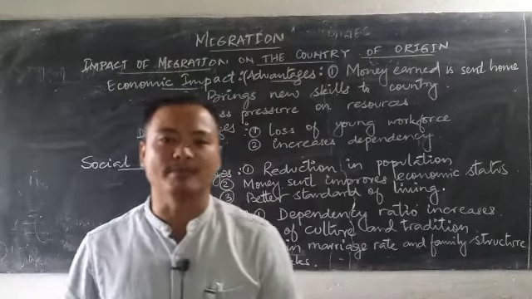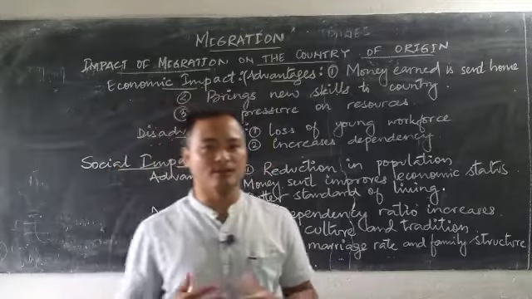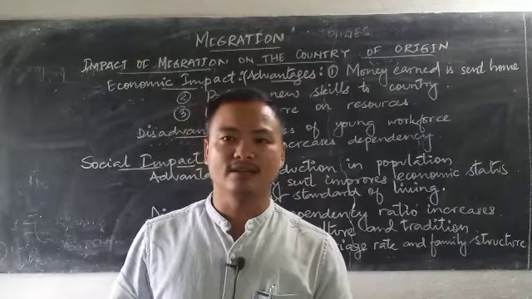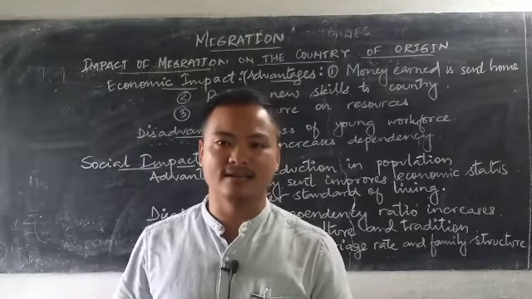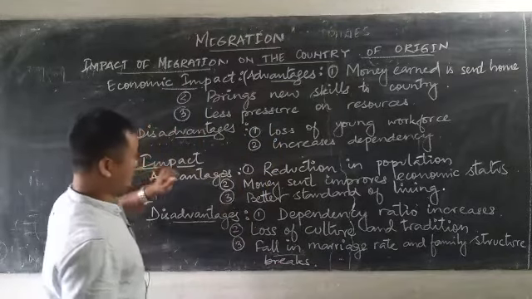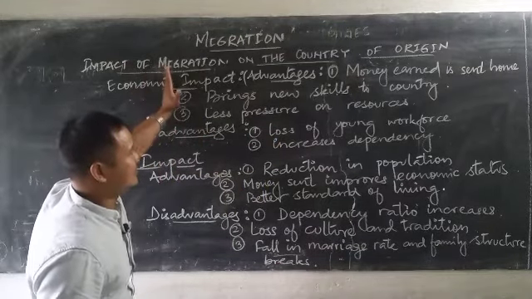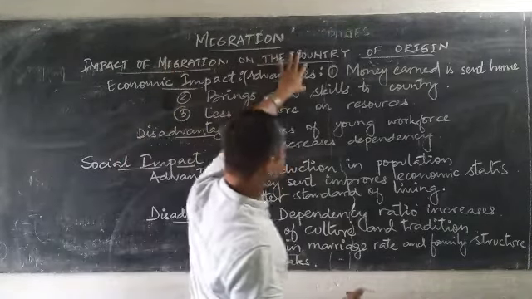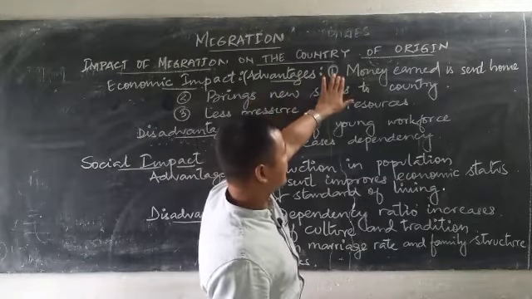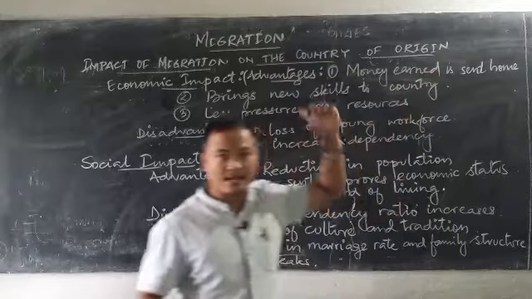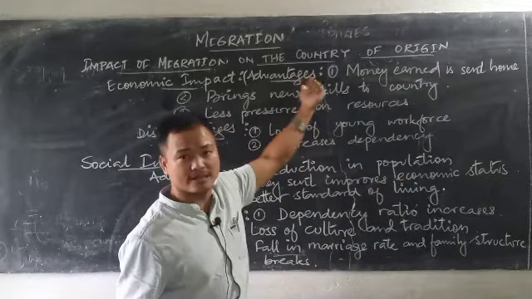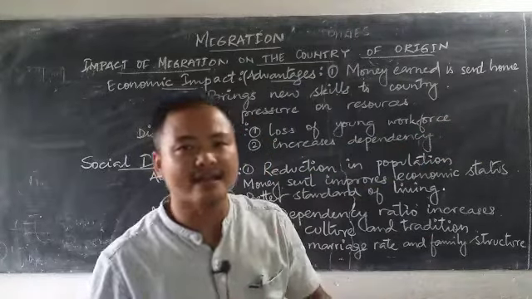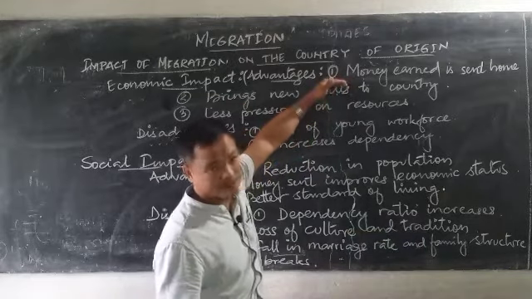When we consider economic impact, it is obvious that it is related to earning money. People mostly migrate from rural to urban areas with the hope of earning a better lifestyle in the place where they go to. So now let's first see the place of origin, from where the migration takes place. In terms of economic impact, the first advantage is that money earned is sent home. This country of origin is their home. They go to some other place to earn, and wherever they earn, they send this money back to the country of origin.